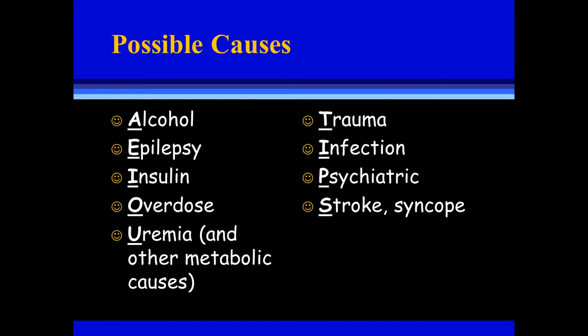They didn't include it on here. However, I see it all the time in the field, so I've added it. So alcohol, epilepsy, insulin would be diabetic problems. Overdose, it could be an overdose on everything.